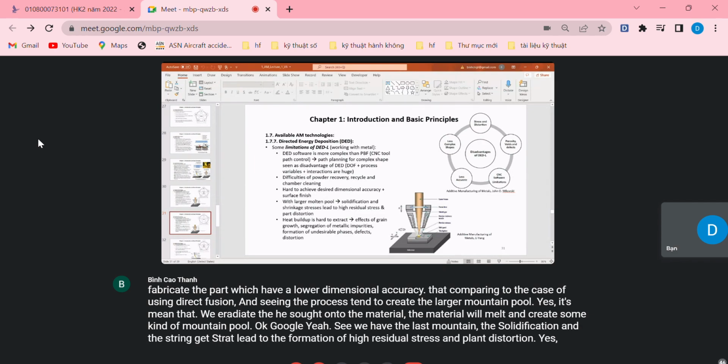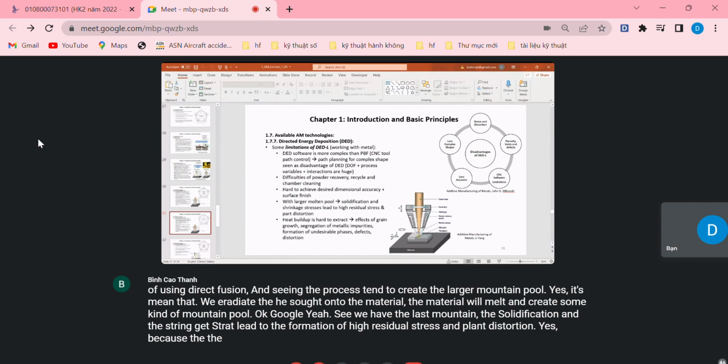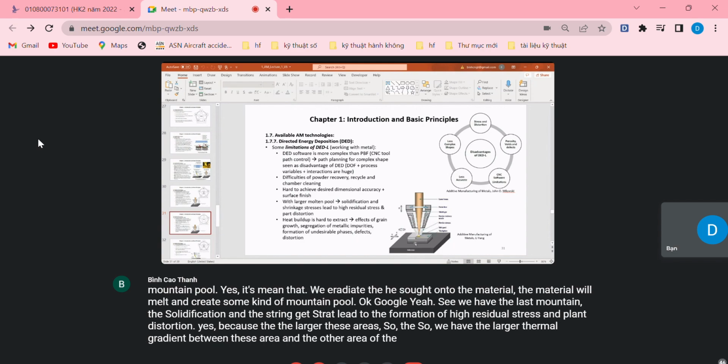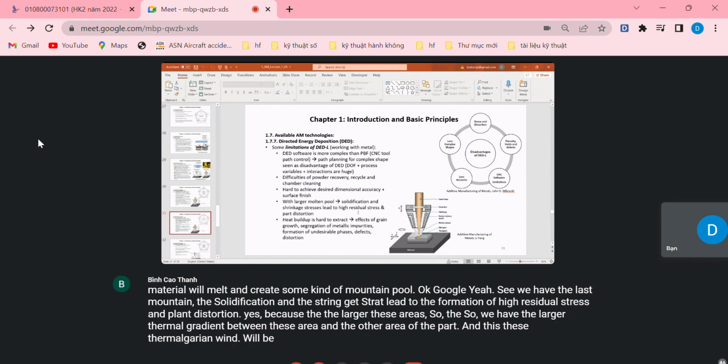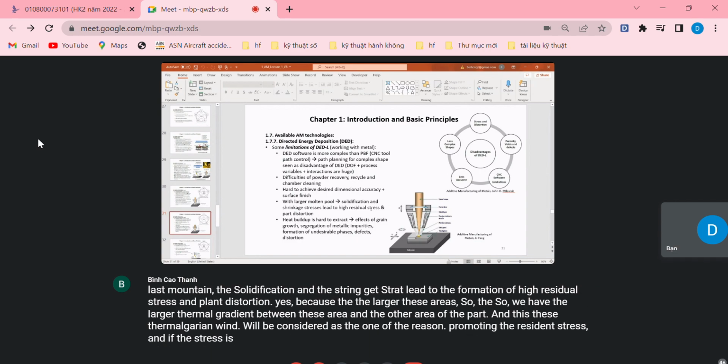Because the larger these areas are, we have a larger thermal gradient between this area and the other areas of the part. And this thermal gradient is considered as one of the reasons promoting the residual stress. If the stress is released, we have the part distortion. So we may have the part distortion.